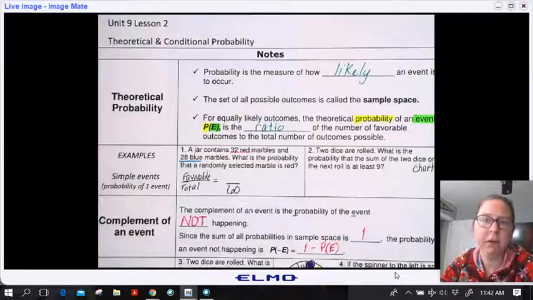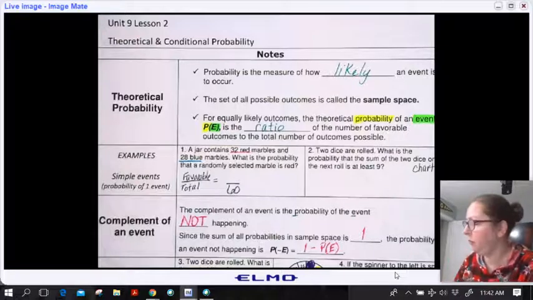All right, guys, so today we're going to do our last lesson of the semester, theoretical and conditional probability. So let's just jump right in.